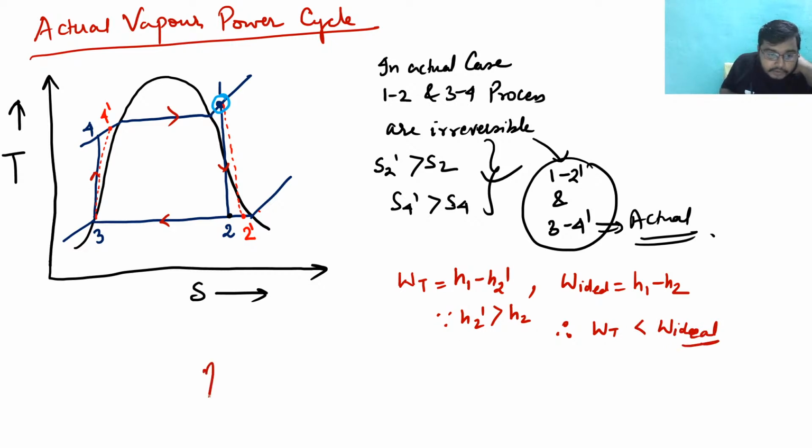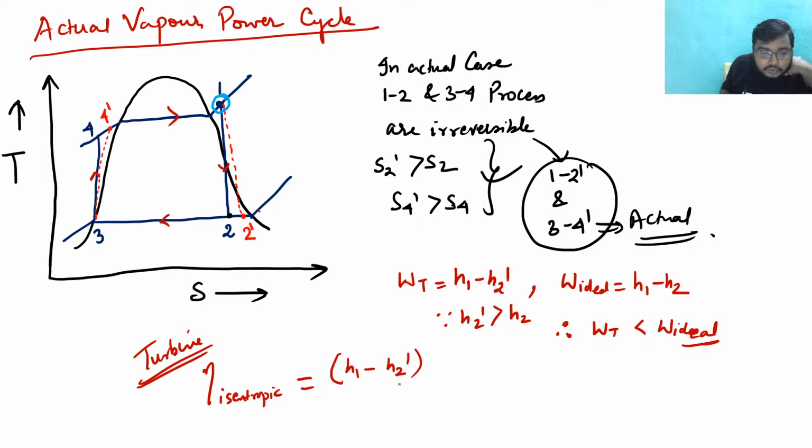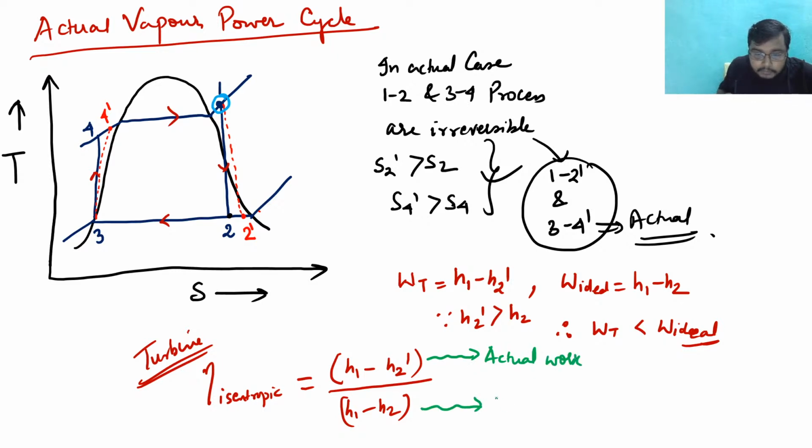If I talk about the isentropic efficiency of the turbine, I will get H1 minus H2 dash by H1 minus H2. Clear? So this is your actual work, and this is your ideal work.